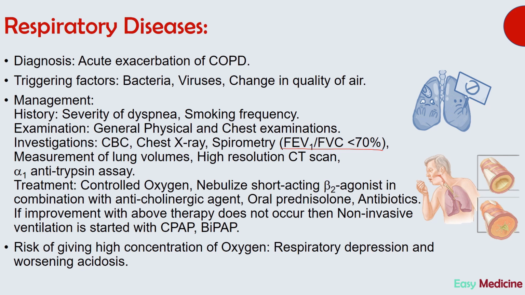Other investigations which can be done are measurement of lung volumes, high-resolution CT scan, and alpha-1 antitrypsin assay. This last investigation is reserved for COPD in children. Next part is treatment, and treatment involves controlled oxygen administration, nebulized short-acting beta-2 agonist in combination with anticholinergic agents, oral prednisolone, and antibiotics. If improvement with the above therapy does not occur, then non-invasive ventilation is started with CPAP or BiPAP. The second question also asks the risk of giving high concentration of oxygen to the patient, which will be respiratory depression and worsening acidosis.